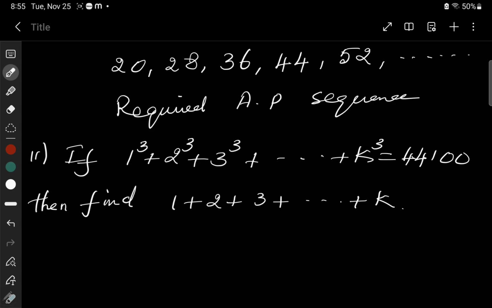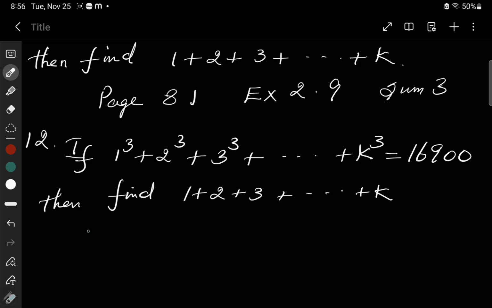See the 11th sum. If 1 cube plus 2 cube plus 3 cube dot dot dot plus k cube is equal to 44,100, then find 1 plus 2 plus 3 dot dot dot k. So this sum is in page 81 in your book and the exercise number is 2.9, sum number 3. So you can go through this in the video.